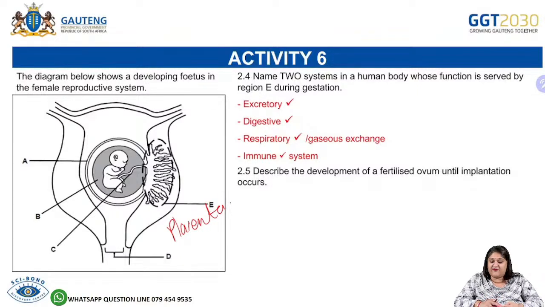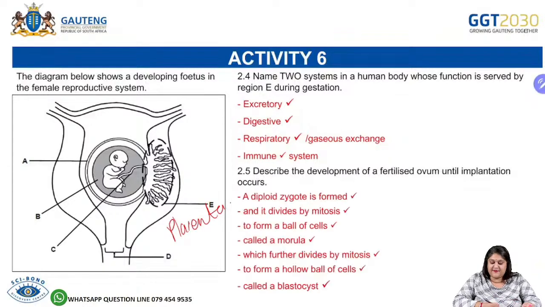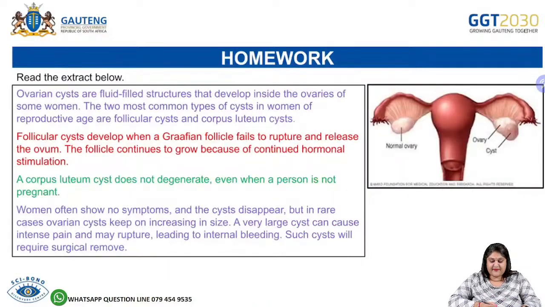Describe the development of a fertilized ovum until implantation occurs. Okay, so we spoke about the zygote being formed. It's then going to divide by mitosis to form a ball of cells called a morula. It further divides by mitosis to form a hollow ball of cells, which is called a blastocyst.